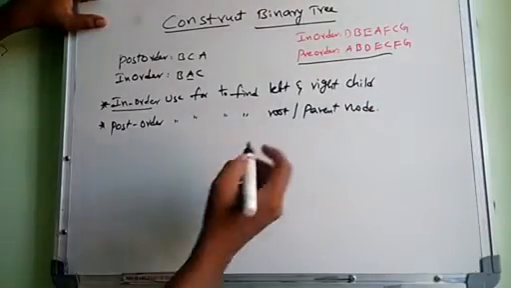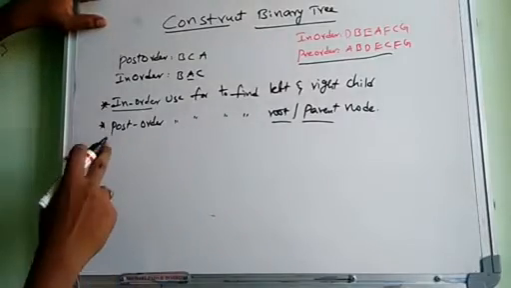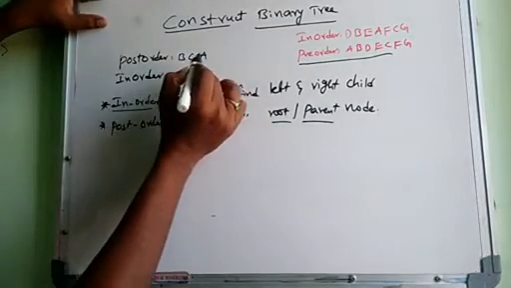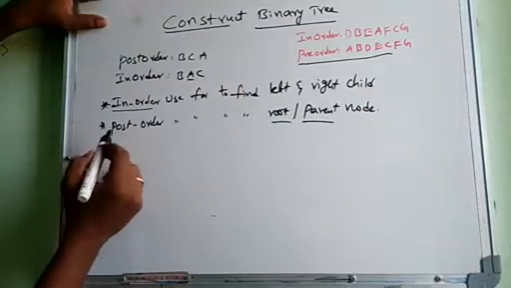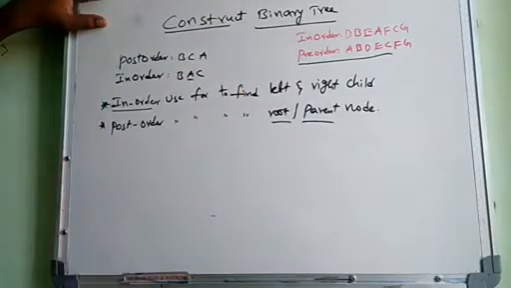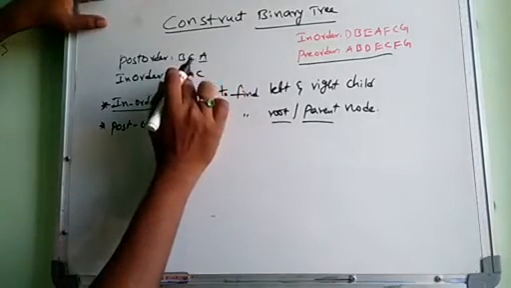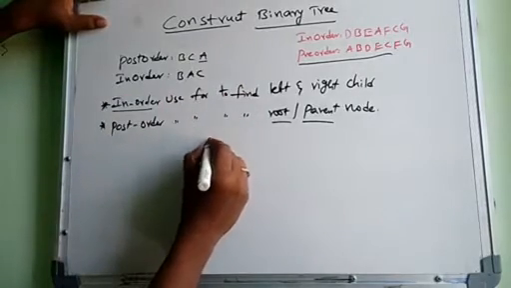So first you have to find the root or parent. So go for post-order. One thing: post-order is read from right to left, while pre-order goes from left to right. So in post-order the root is A. So A is the first node.